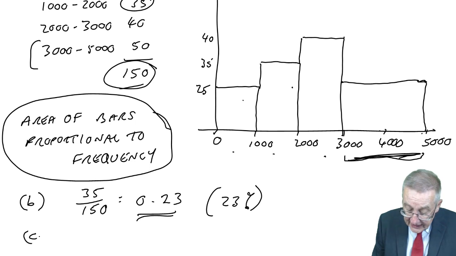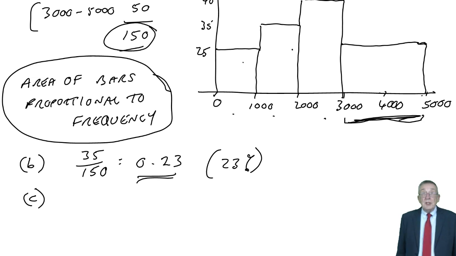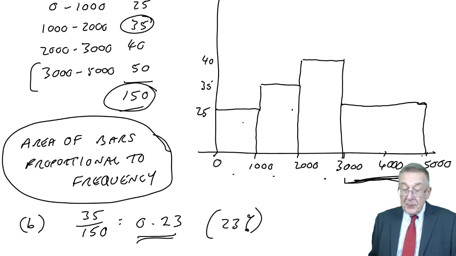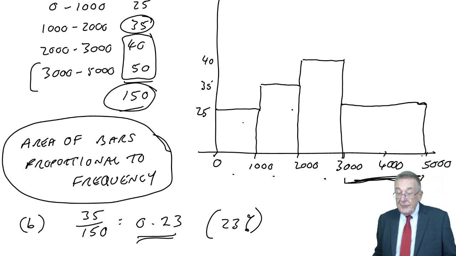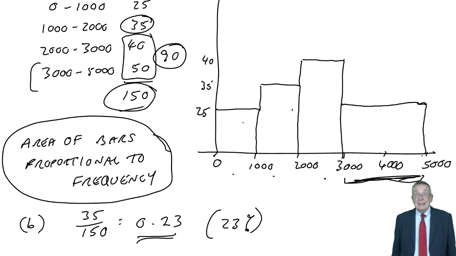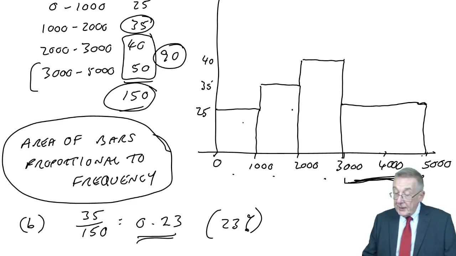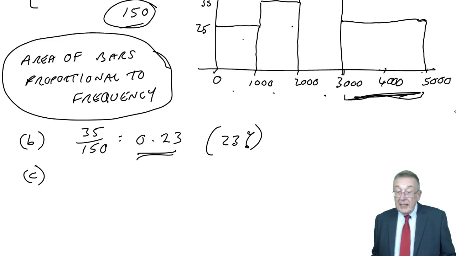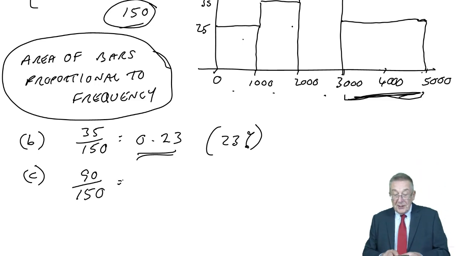And similarly, what about C? What's the probability of a worker earning more than 2,000? There are 150 workers in total. How many earn more than 2,000? Well, 2 to 3,000 is 40. 3 to 5,000 is 50. So there are 90 in total earning more than 2,000. Well, if 90 out of 150 earn more than 2,000, if I'm to pick one of them, the chance or the probability of them earning more than 2,000, 90 out of 150, which is what?